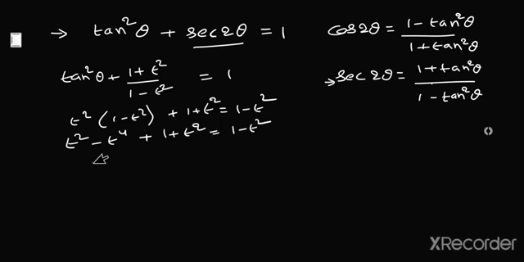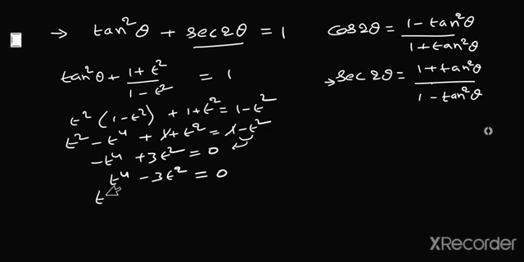Now you can see minus tan power 4 here. If you transfer these two terms to the left, it will be plus 3 times tan square theta, because the term becomes plus on the left side. So 3 times tan square theta is there, and 1 gets cancelled, equals 0. Now it will be tan power 4 theta minus 3 tan square theta equals 0. If you take tan square theta common, it will be tan square theta into (tan square theta minus 3) equals 0.